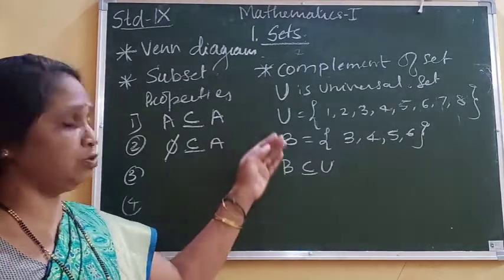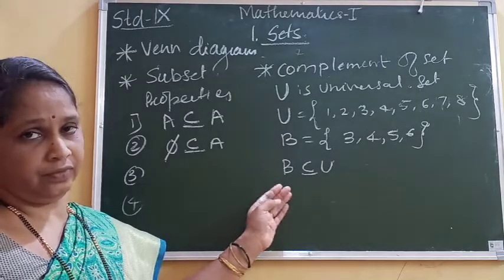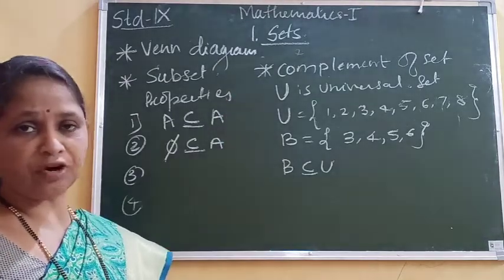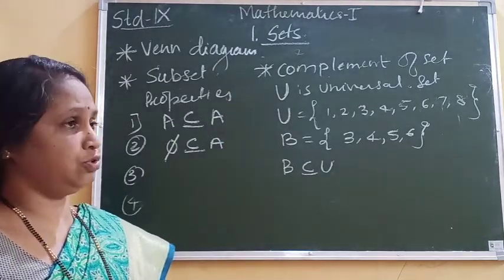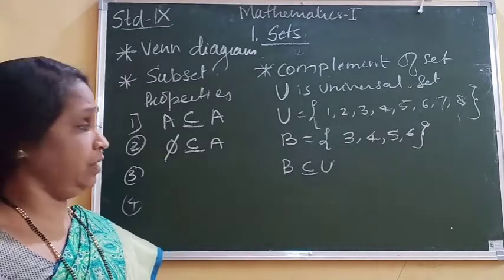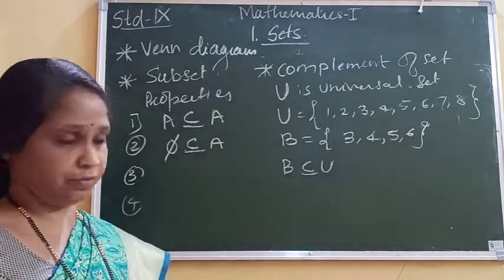Now can you say U is a subset of B? No, because all the elements of U are not present in set B. So U is not a subset of B. But B is a subset of U.